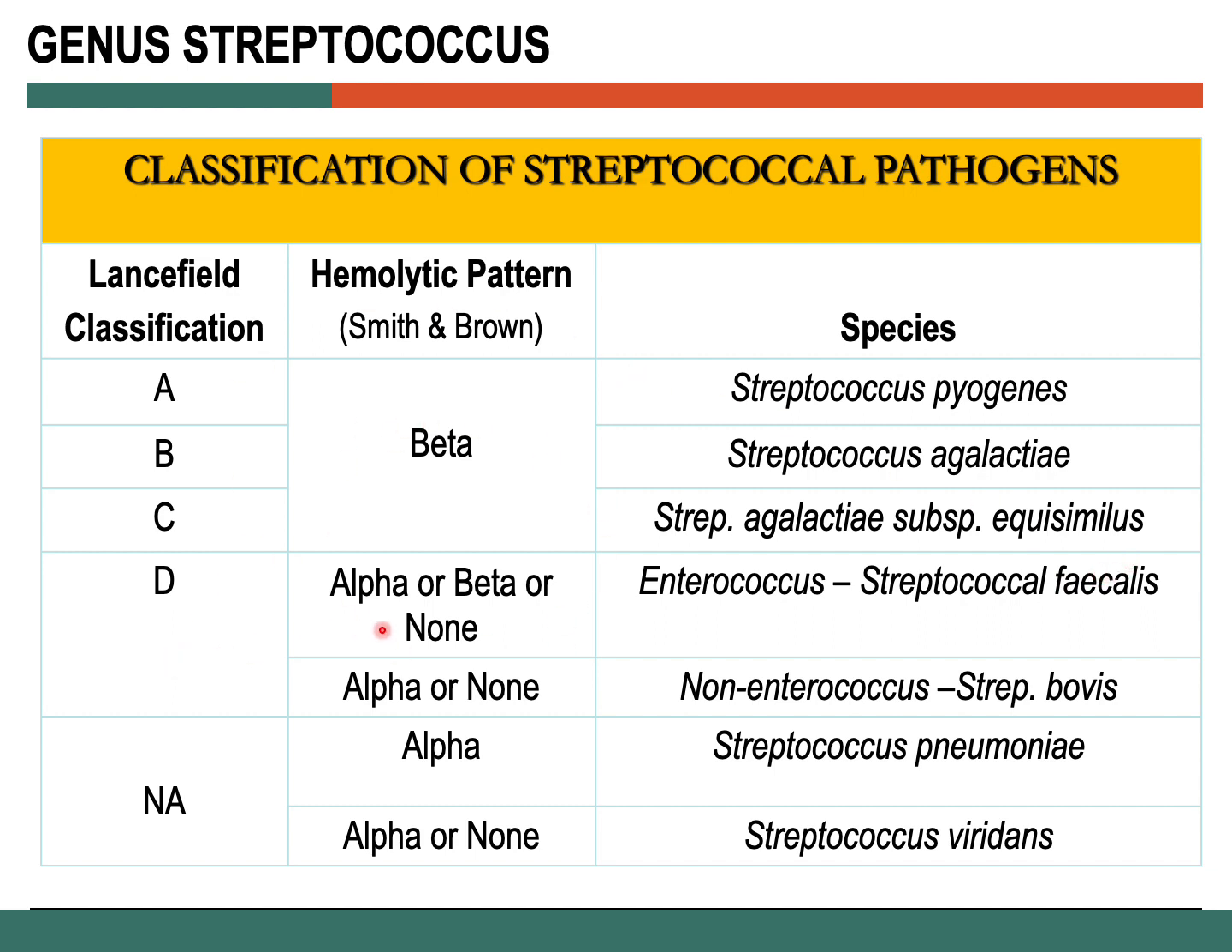For Group D, it can be beta, alpha, or non-hemolytic. For Streptococcus pneumoniae, since they do not have carbohydrate on the cell wall antigen, they are not classified according to Lancefield, but they still have a hemolytic pattern. Streptococcus pneumoniae is alpha hemolytic. Streptococcus viridans can be alpha hemolytic or non-hemolytic.